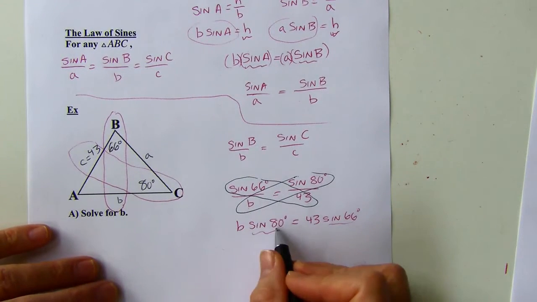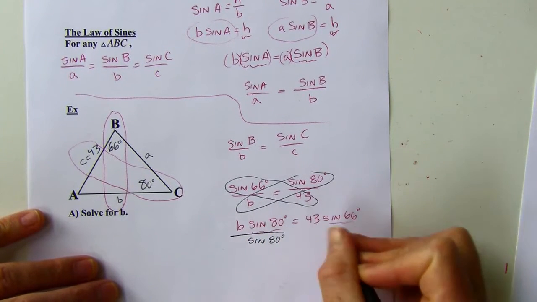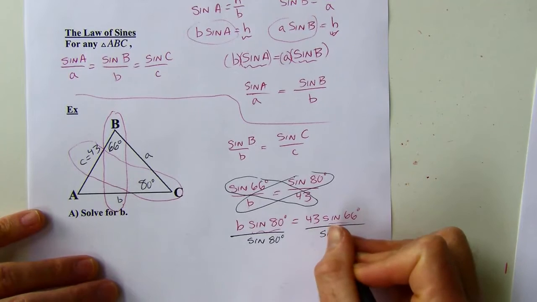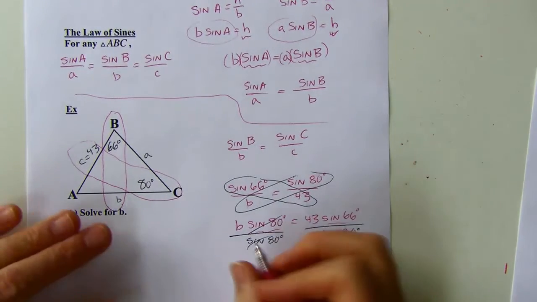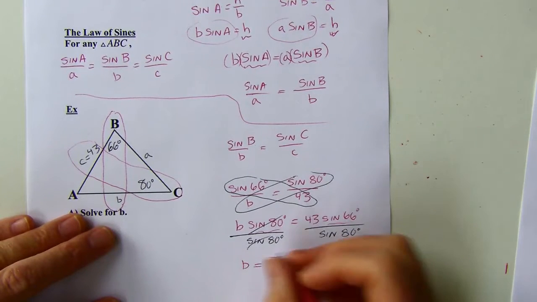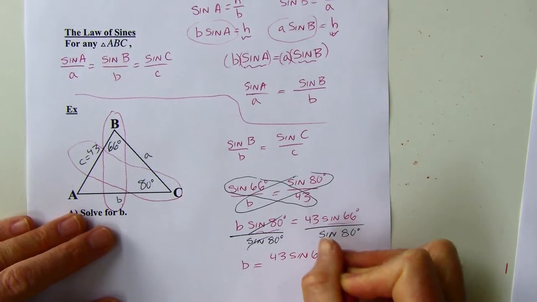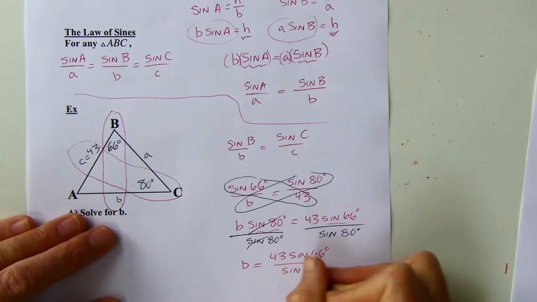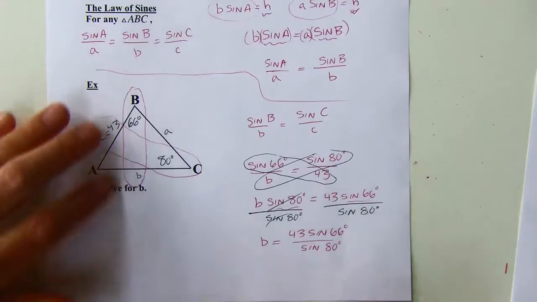Well, it's B times the sine of 80 degrees. So I can just do this to both sides of the equation, because then these will cancel, okay? So now I've got B equals the 43 of sine of 66 degrees over the sine of 80 degrees. Okay, and then I need a calculator to finish that off.